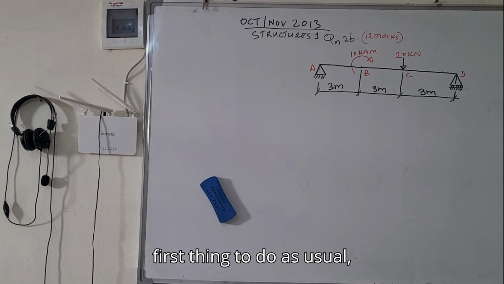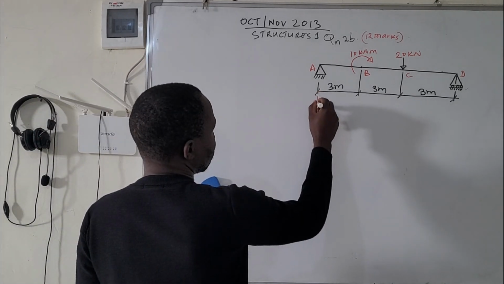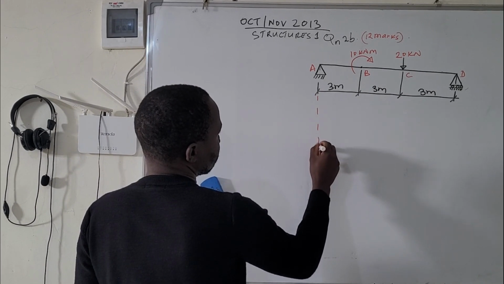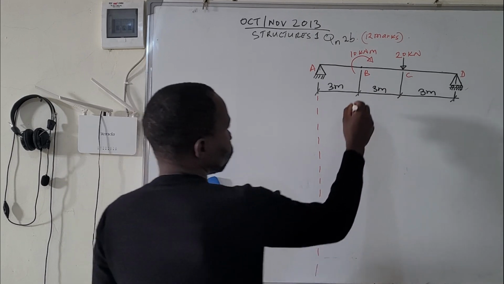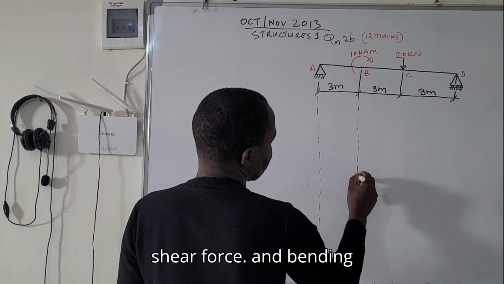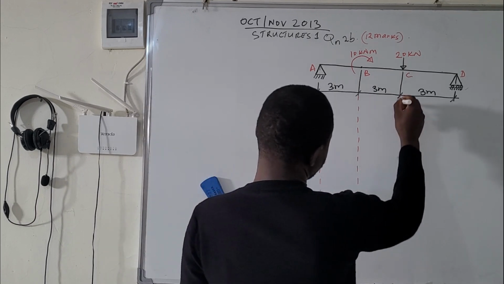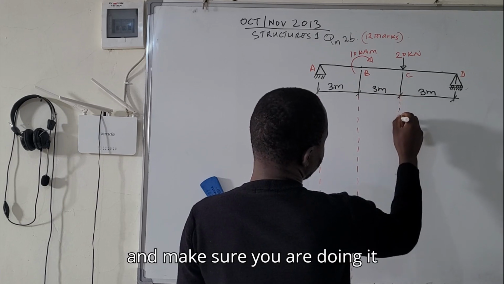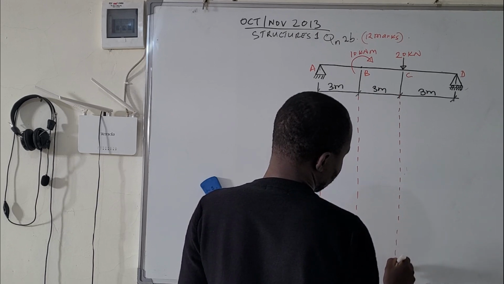So the first thing to do, as usual, is to extend this line to give you space to draw the shear force and bending moment diagrams, and make sure you are doing it on one page.